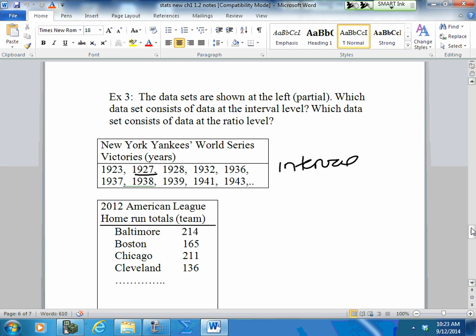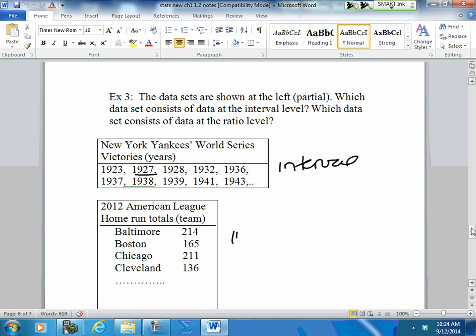How about the 2012 American League home run totals? These are how many home runs they made. What would the highest level be? Oliver? Would it be nominal, ordinal, interval, or ratio? Well, I could put them in order. So ratio. Can I say one has half as much as the other, twice as much as the other? Not necessarily with these numbers, but you can.